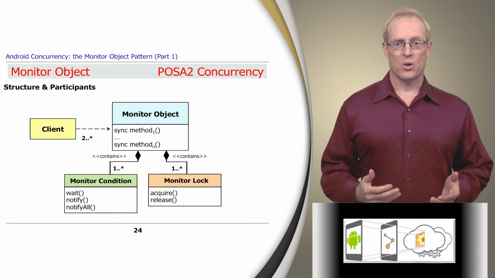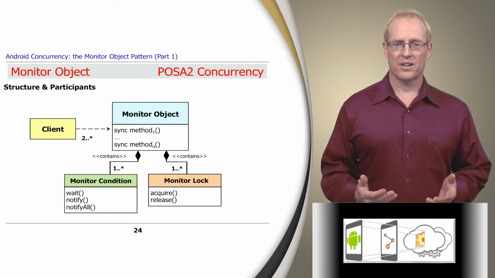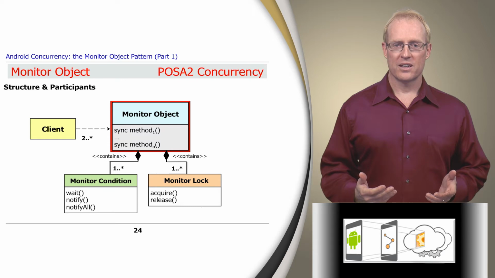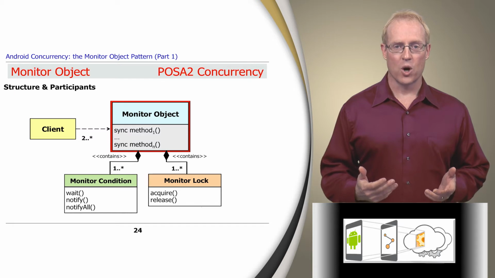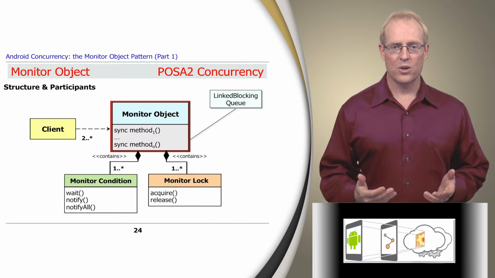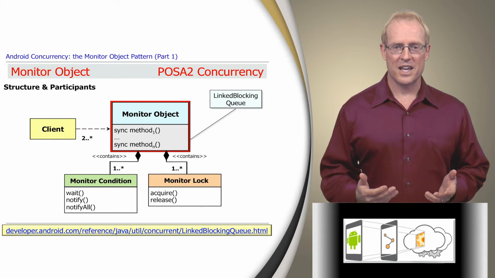This diagram shows the structure of the monitor object pattern. The monitor object class exports one or more synchronized methods. To protect the internal state of the monitor object from race conditions, all clients must access the monitor object only through these methods. Each synchronized method typically executes in the thread of the client that invokes it. Java's LinkedBlockingQueue, described at this link, is an example of a class implemented as a monitor object.